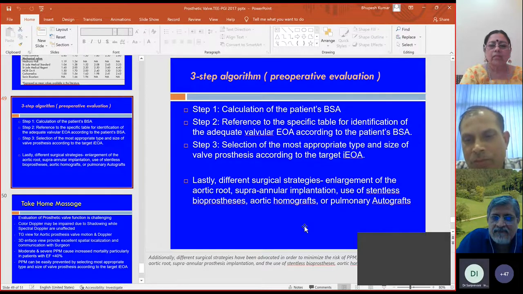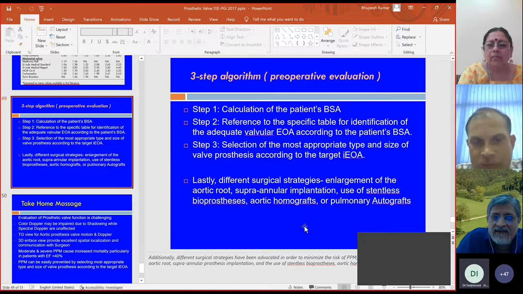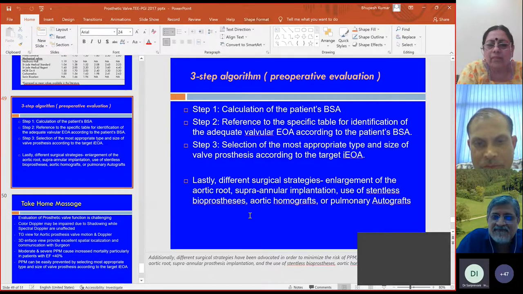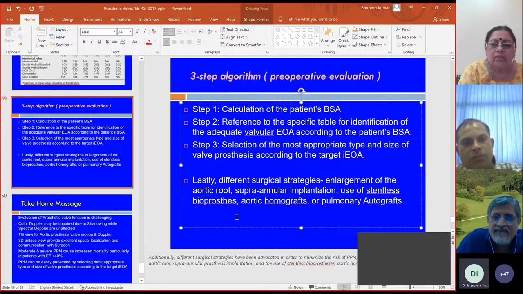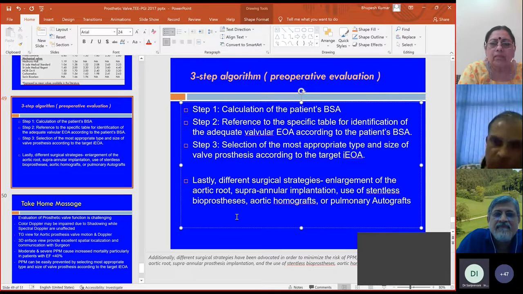Can I add something to whatever Srinivas has said? In addition to LV dysfunction, left ventricular hypertrophy, patients with associated MR in aortic cases, and paradoxical low flow, low gradient, these are the cases who are prone for PPM. So one should think of a little oversize, or the size should be reconsidered before putting it.